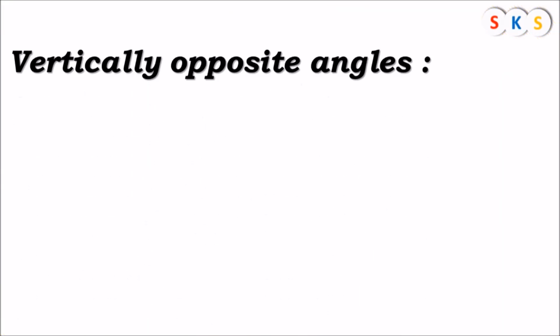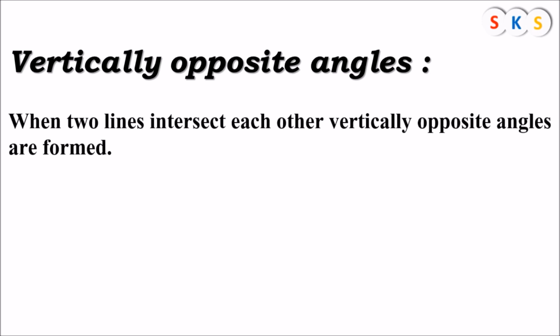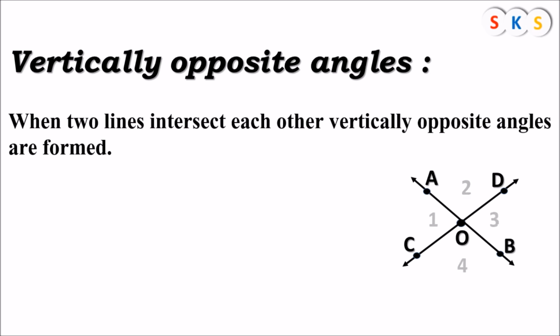What are vertically opposite angles? When two lines intersect each other, vertically opposite angles are formed. Now we will try to understand vertically opposite angles with the help of a figure. So here we have line AB and here we have another line CD, and they intersect each other at O. When two lines intersect each other, four angles are formed. You can see in the figure angle 1, angle 2, angle 3 and angle 4.